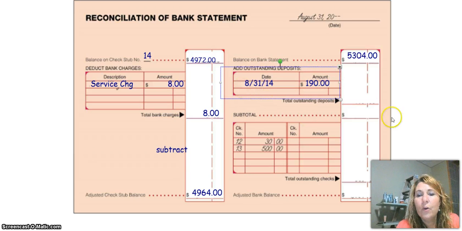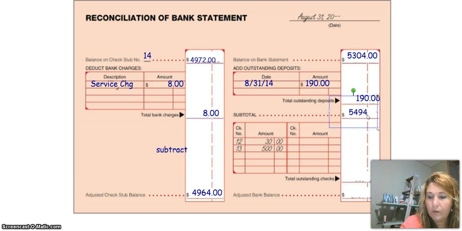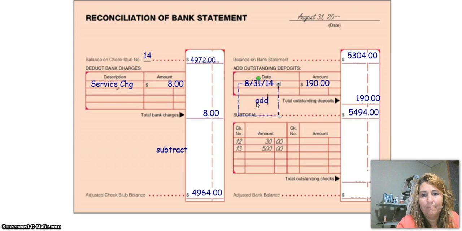Okay, so total outstanding deposits. If we had more than one, we would list them all. Since we only have the one, we're just going to put $190 there. We're going to figure our next subtotal. So we're going to take the balance on the bank statement and add the outstanding deposits. So our total is $5,494. Okay, and if you need to put somewhere over here, you might want to put add, so you know to add those. Okay, next we're going to list any outstanding checks.